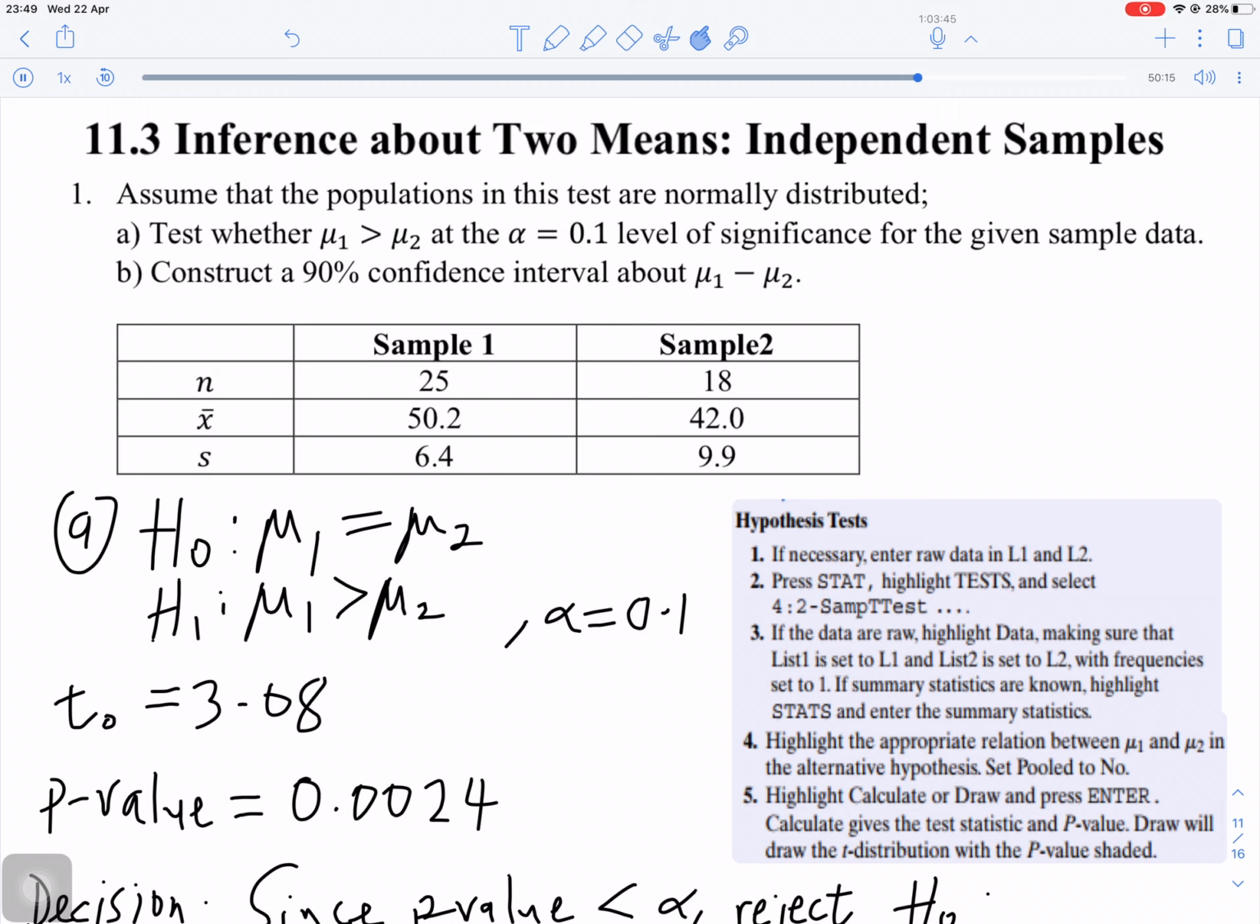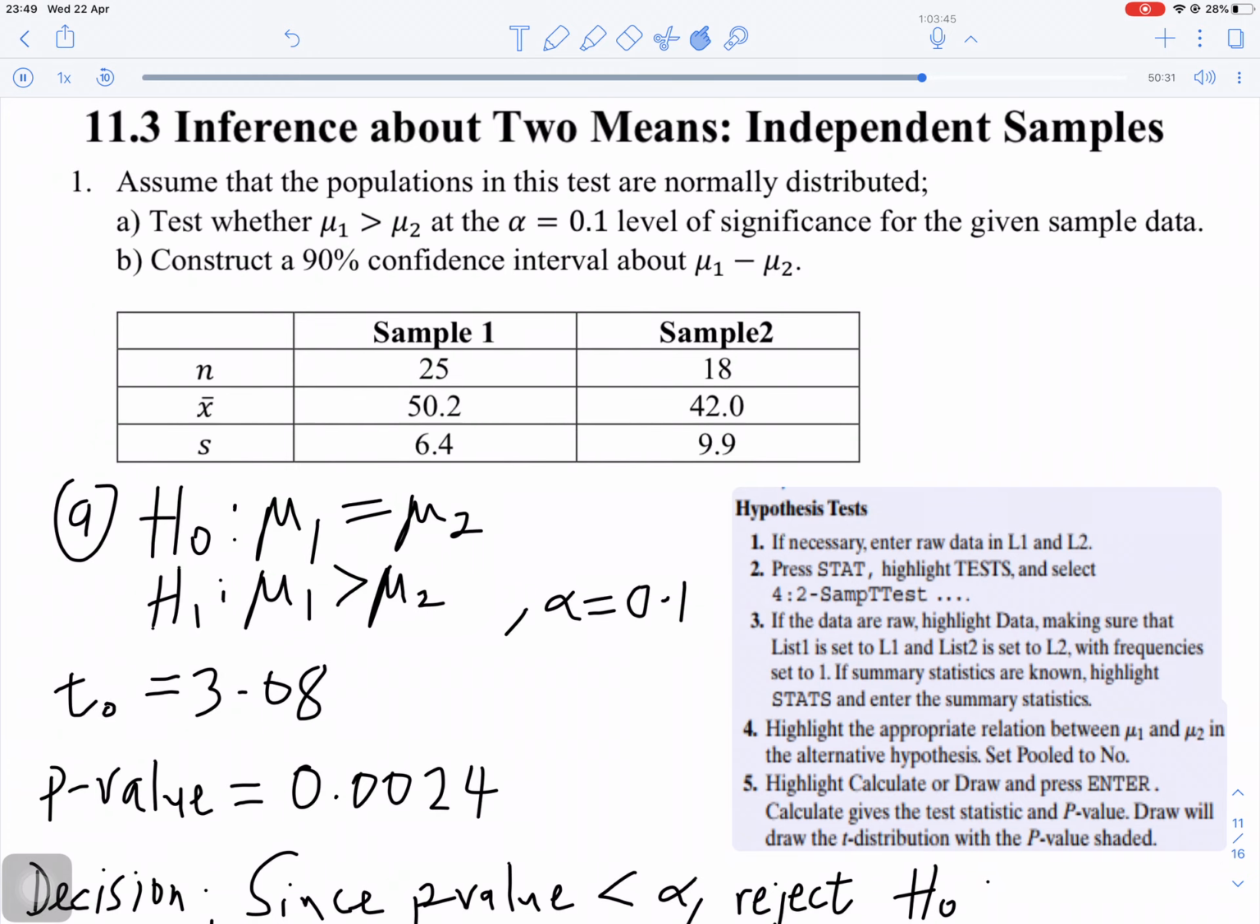If we are testing that mu1 is greater than mu2, then writing the hypotheses, the null hypothesis is mu1 equals mu2. It's always equality. And the alternative hypothesis is mu1 is greater than mu2. That is what we are trying to establish. Then we go to step 2, alpha is 0.1. And then step 3, this is where we find the test statistic and the p-value.